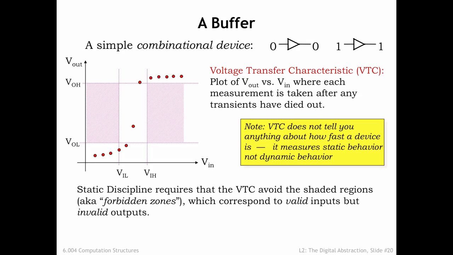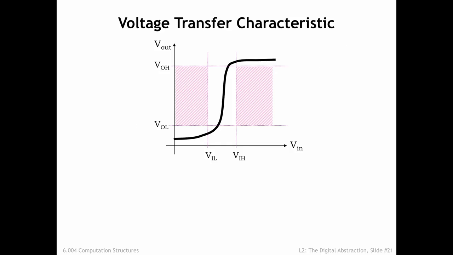If we proceed to make all the additional measurements, we get the voltage transfer characteristic of the buffer, shown as the black curve on the graph. Notice that the curve does not pass through the shaded regions, meeting the expectations we set out above for the behavior of a legal combinational device. There are two interesting observations to be made about voltage transfer characteristics.